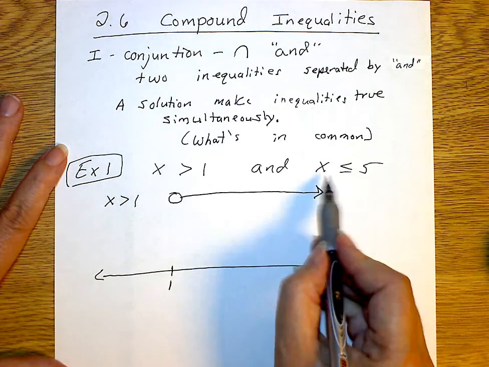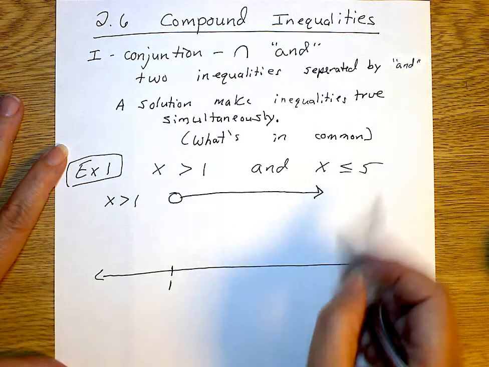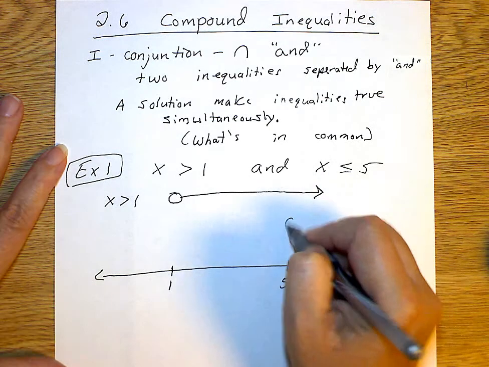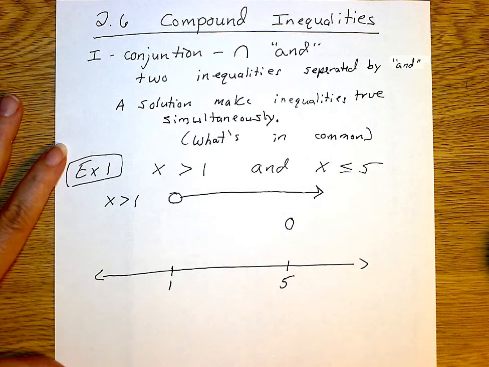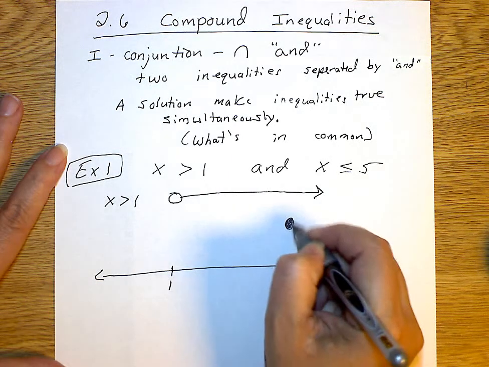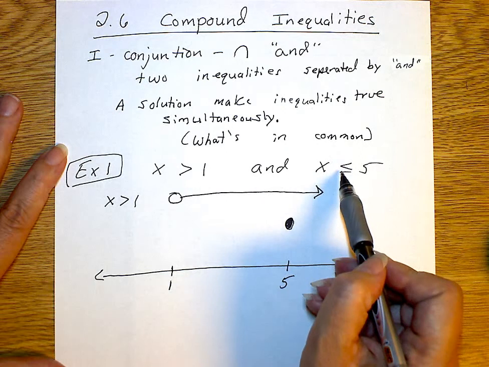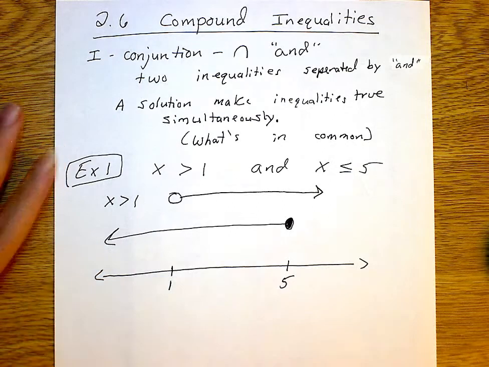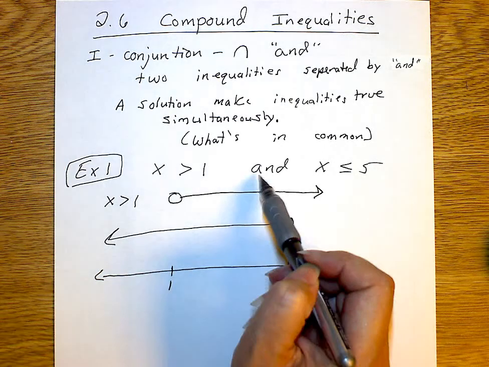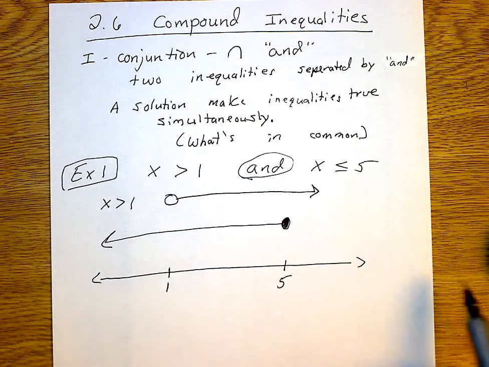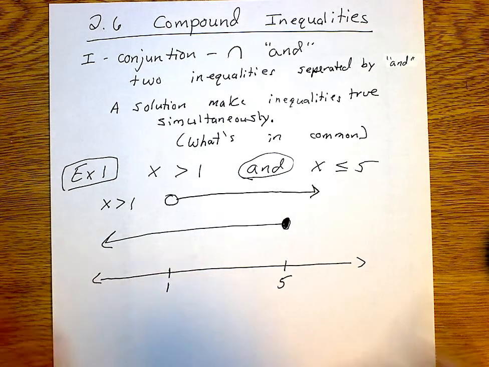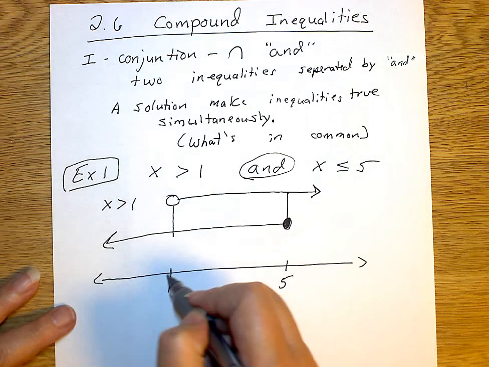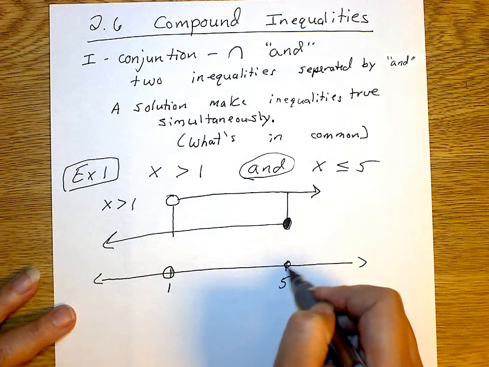Now I want to do x is less than or equal to 5. So if I say 5 is down here, is this an open or closed circle? Closed. And we want to shade which way? To the left. Remember, the word and means what they have in common. So see how it's here to there is what they have in common. So that means it's going to be open here, closed here, and shaded in between.